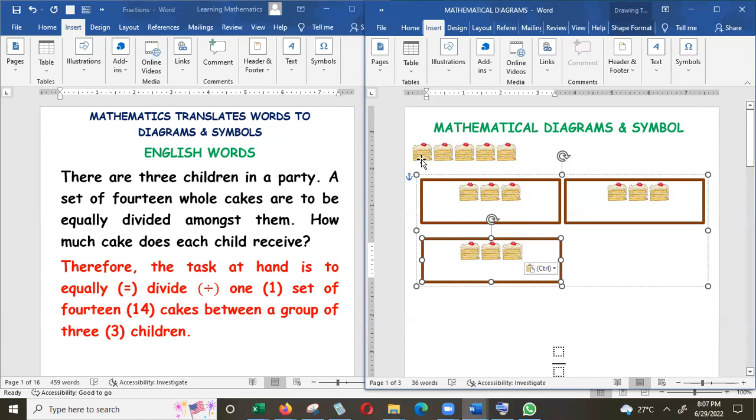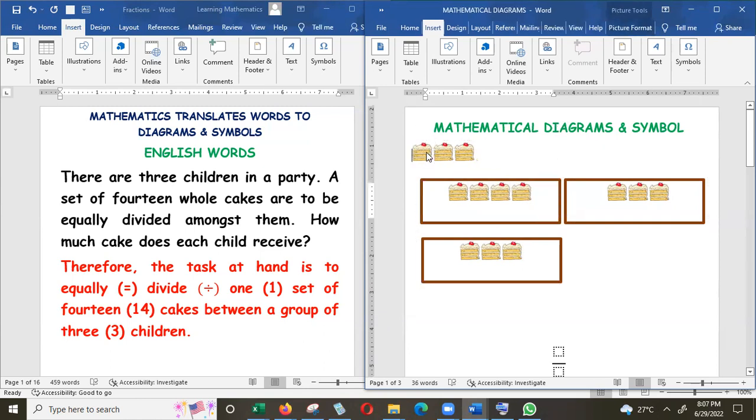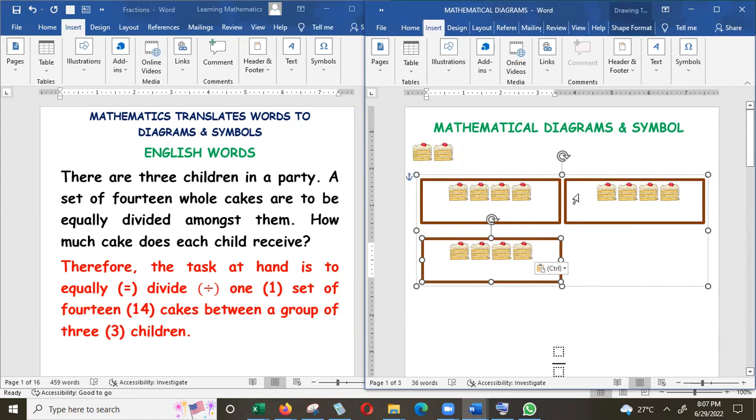Actually, there are 5 cakes left, so we can give each of the 3 children another cake. Agreed? So here it is. Good. Now each child has 4 cakes. Now there are 2 cakes left, so we cannot repeat that same process, because if we do it that way, one child will be left without a cake. So what we can do, we can take 1 cake and slice it into 3 equal pieces.